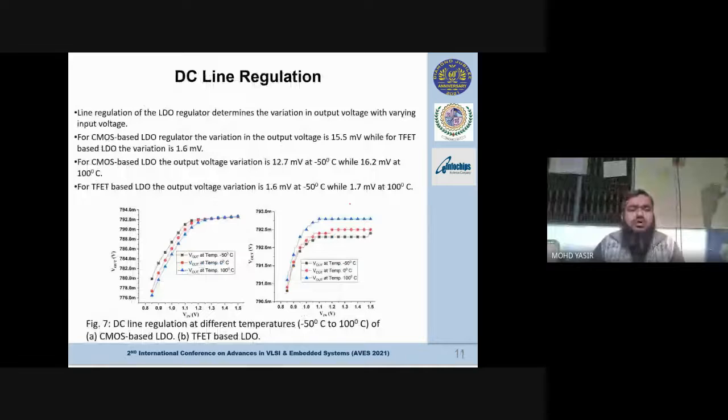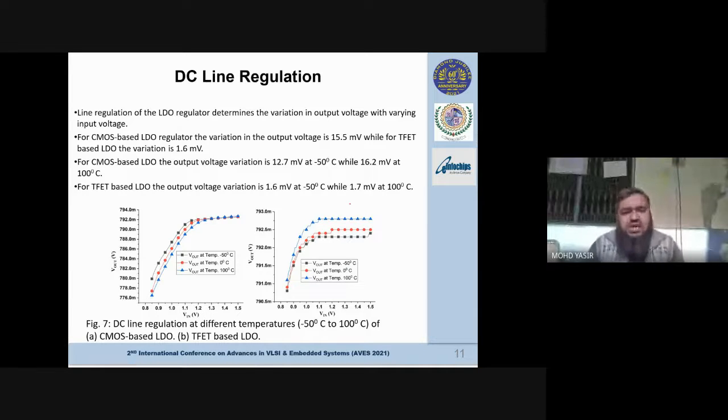These are the plots for DC line regulation. Line regulation of the LDO determines the variation in the output voltage with the varying input voltage. This can be considered for VDD or supply voltage variations. For CMOS based LDO regulator, the variation in the output voltage is 15.5 millivolts, while for TFET based LDO regulator, the variation is only 1.6 millivolts.